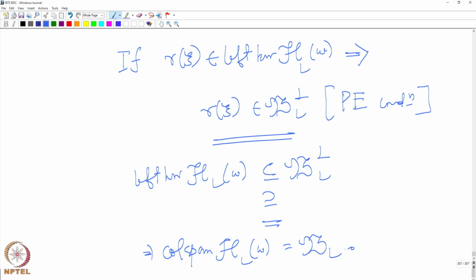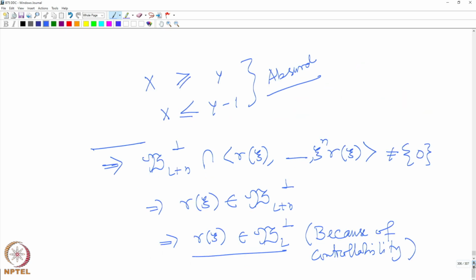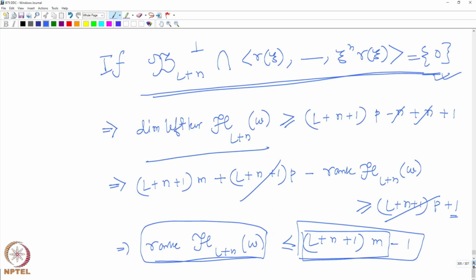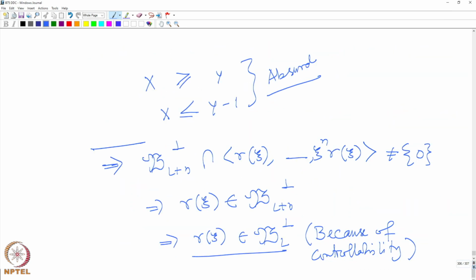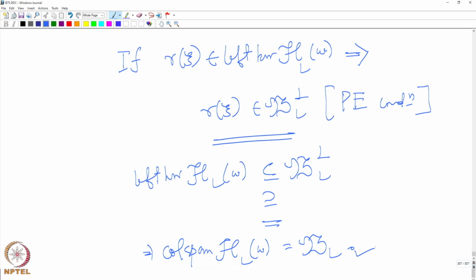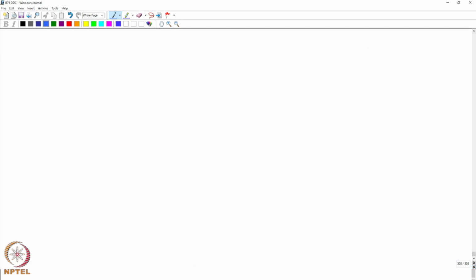Lovely. This is the thing that we are after, right? So persistently exciting of order L plus n plus 1 would imply that indeed this is true. Remember, this is a sufficient condition. So that's how we get to this fundamental theorem, or fundamental lemma, of data driven control.